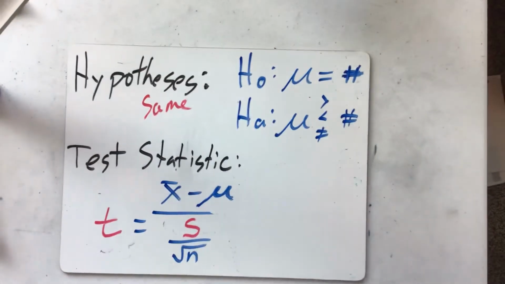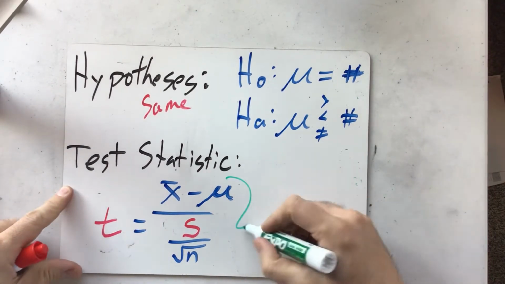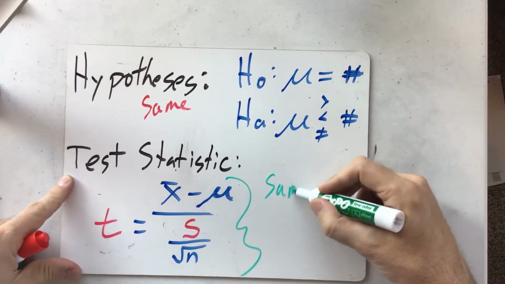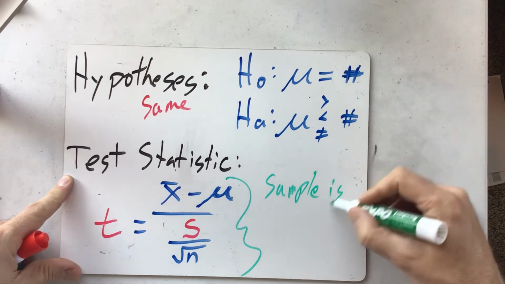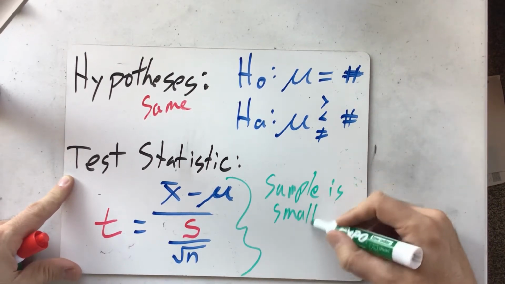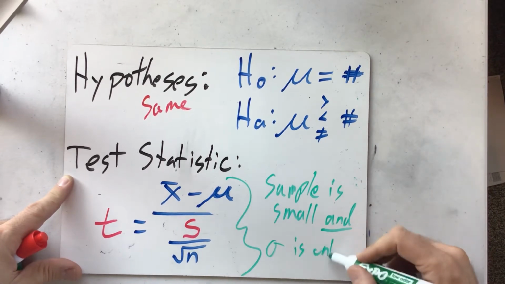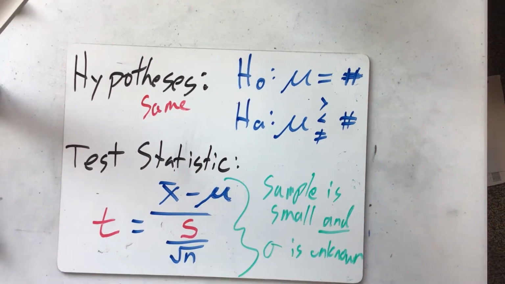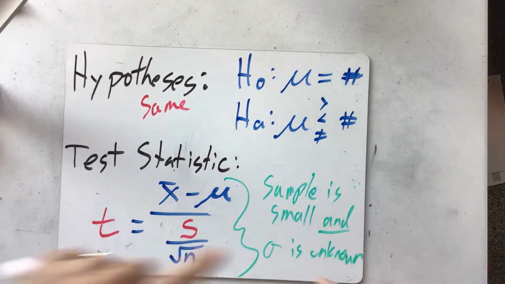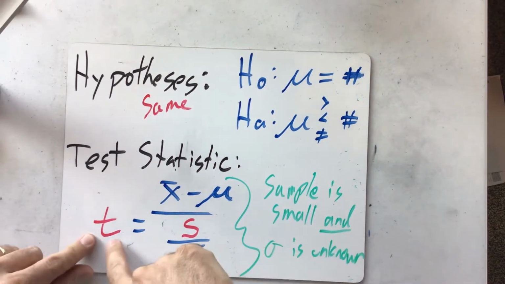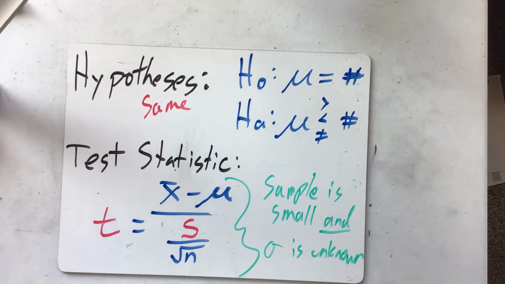It's always worth asking, when do we use this? We use this when our sample is small and sigma is unknown. So if we're in a situation where the problem doesn't tell us what sigma is and we have a fairly small sample, what's small? The standard is less than 30, but it's kind of a judgment call as to what's small enough. But if we have a small sample and sigma is unknown, then we switch. We switch our z to a t and our sigma to an s.